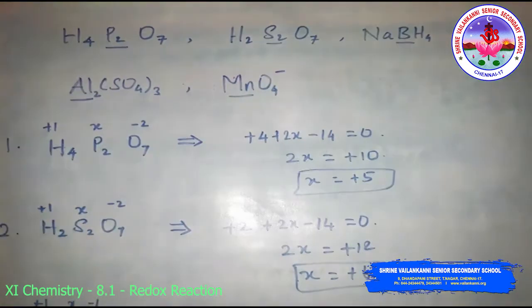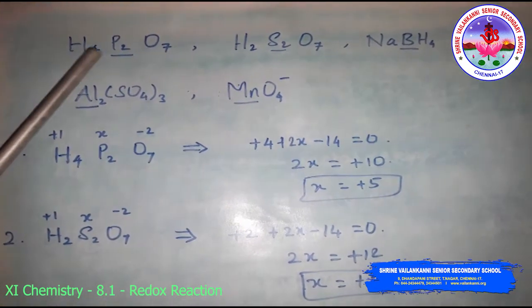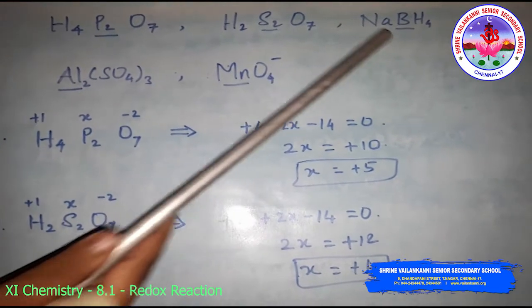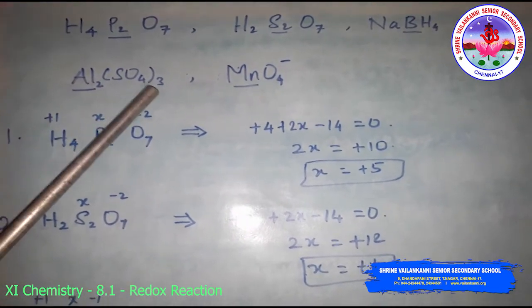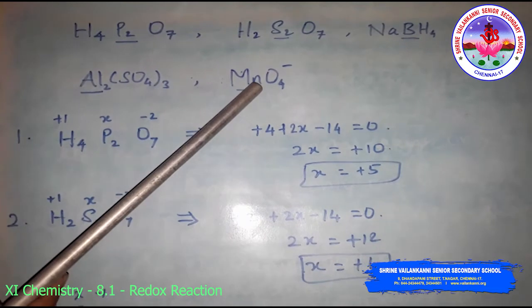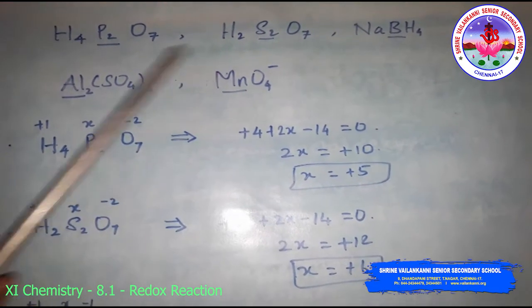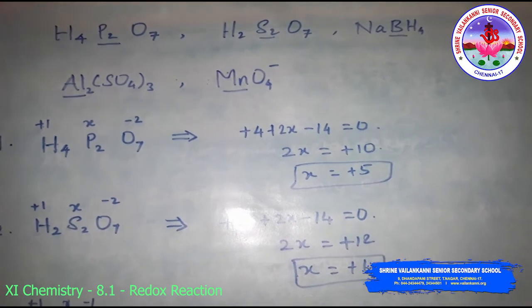Look at these examples: H4P2O7, H2S2O7, NaBH4, Al2(SO4)3, and MnO4 minus. For the underlined elements, you have to find the oxidation number.